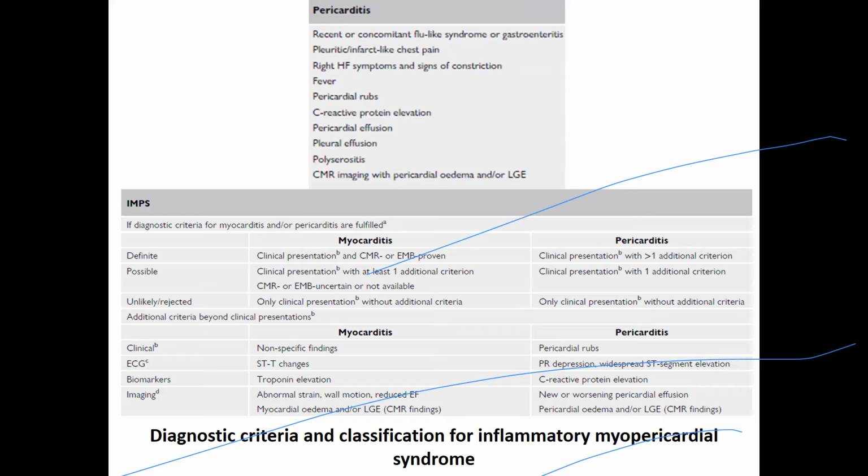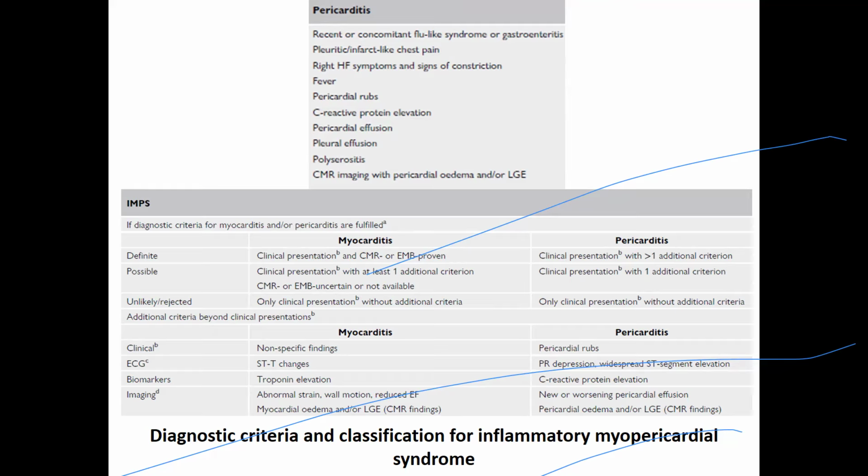They also provided this diagnostic criteria for myopericardial syndrome. They say pericarditis is either definite, possible, or unlikely, and that's when the patient presents with chest pain, for example, with more than one additional criterion. These are the criteria they put. So if the patient came with chest pain and pericardial rub, for example, or chest pain or ECG changes suggestive of pericarditis, high CRP, pericardial effusion, and MRI finding if the patient has MRI.